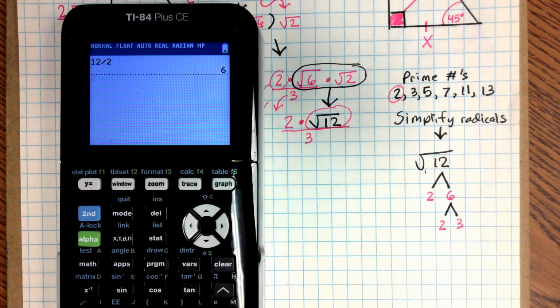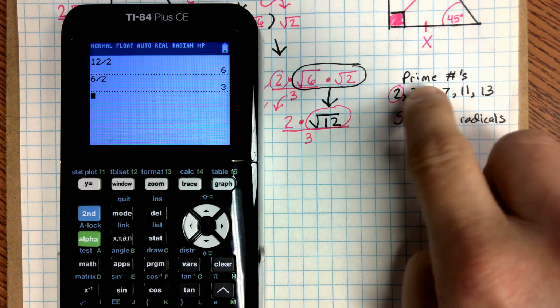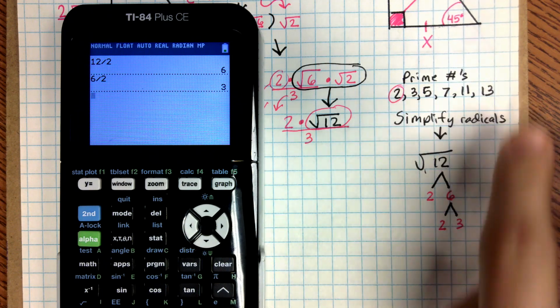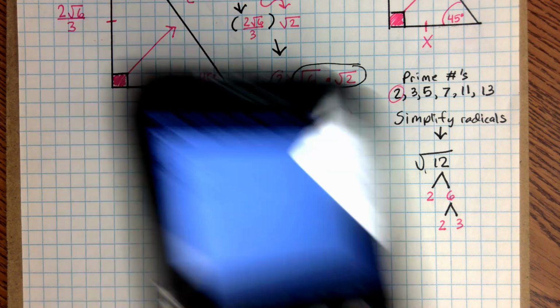And then you would just take 6 and divide it by 2 to see if it'll work again. And if it doesn't work again, then you move to the next prime number. And if that one didn't work, you move to the next one. And once you run out of prime numbers to check, then you know that it's going to be what we call a surd, which means something that cannot be broken down any further. It cannot be simplified any further as a radical.